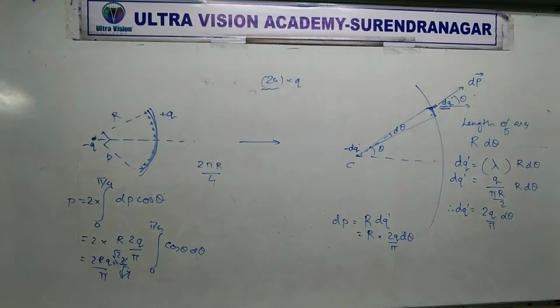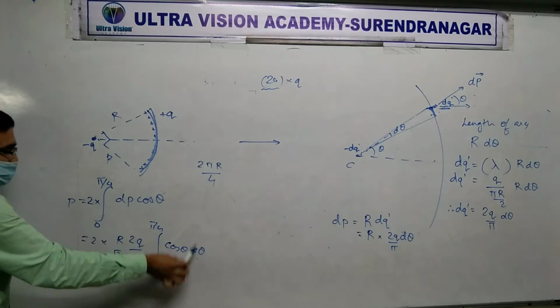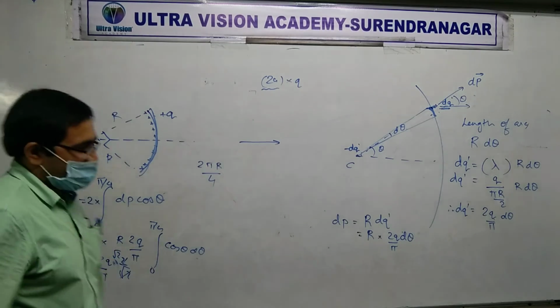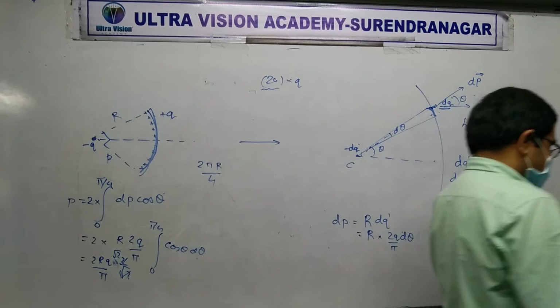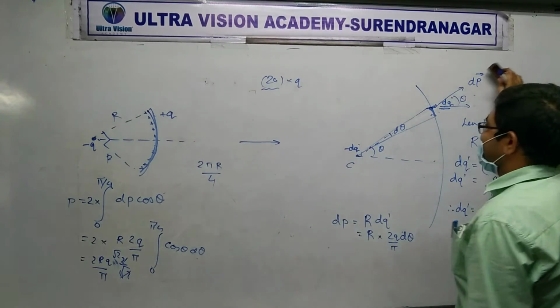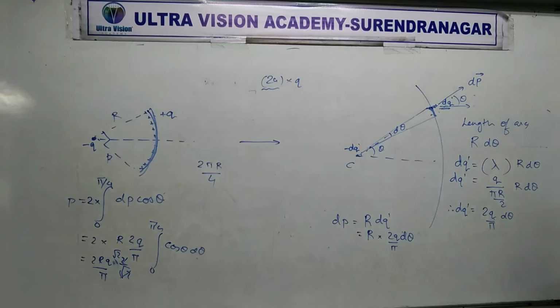Okay. Fine. And repeat. R, 1 by root 2, I will multiply here. Okay. Well. 29. Very good.